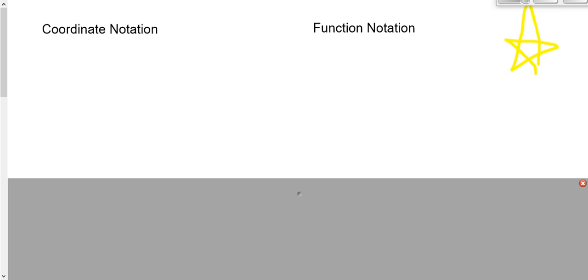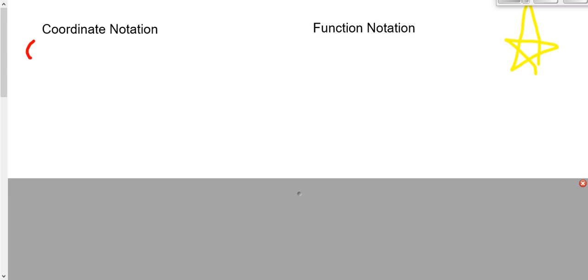So if you already had a chance to write the coordinate notation and the function notation side by side in your notes, you don't have to write it over again. But if we didn't have a chance to get to this point, go ahead and copy this down in your notes. So we're going to take a look at coordinate notation. This is something that we've used before. This is what we're used to.